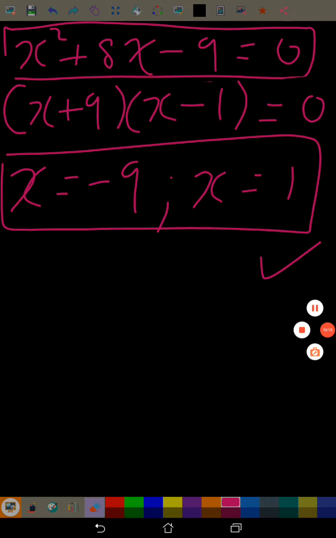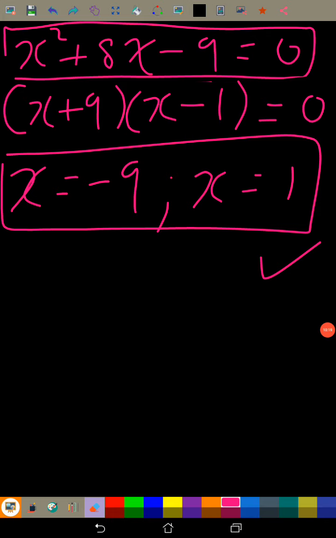All right, so that was the second quadratic equation. So I hope you enjoy this, me solving some quadratic equations by factorization.